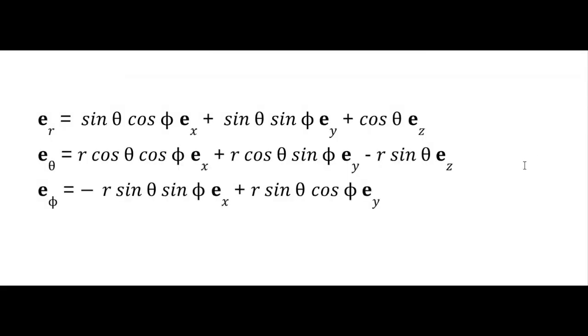Here are the equations we derived for the basis vectors e_r, e_theta, and e_phi when they're superimposed on a Cartesian plane, with the orthonormal basis vectors e_x, e_y, e_z. The question was, if you look at e_r, it's clearly a function of theta and phi. So why isn't it changing?